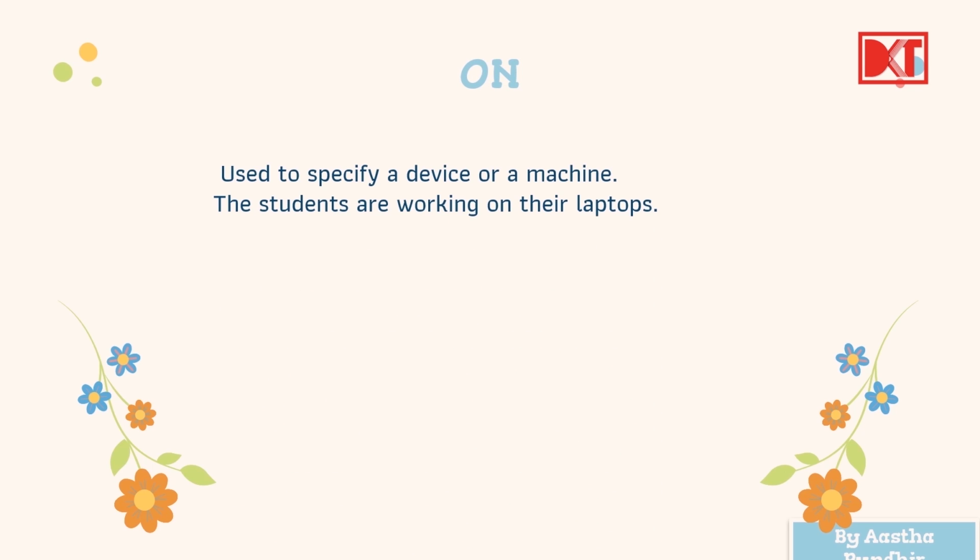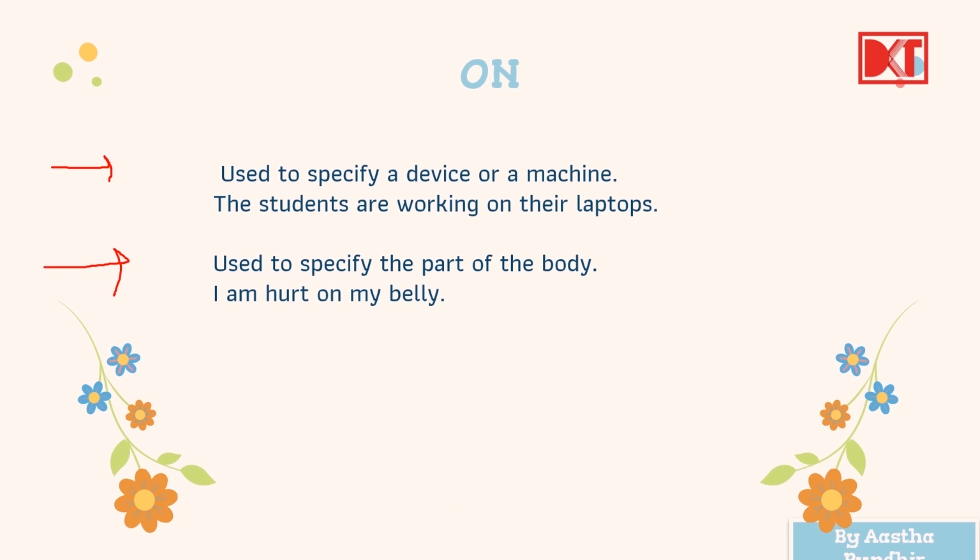Next up we have, like here, on is used to specify any device or a machine, like the students are working on their laptops. So what are we signifying here? We're signifying any device or machine, it's laptop. Used to specify the part of the body, any part of the body, like I'm hurt on my belly. So belly is a part of the body, so signifying it with on.